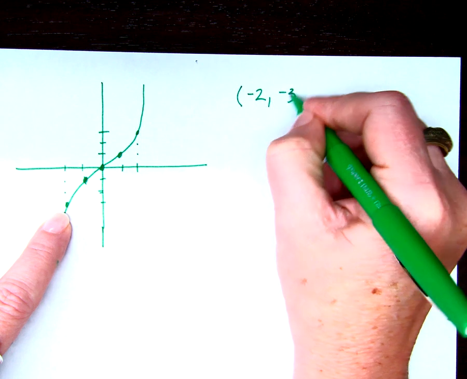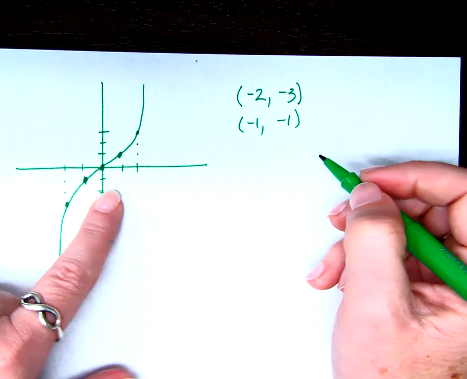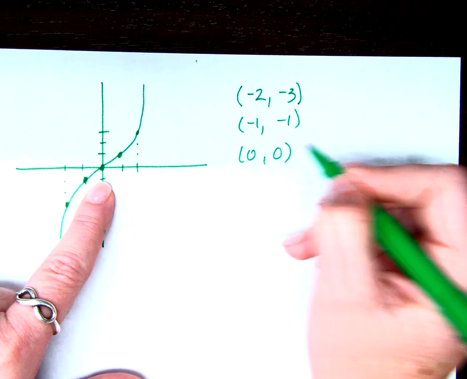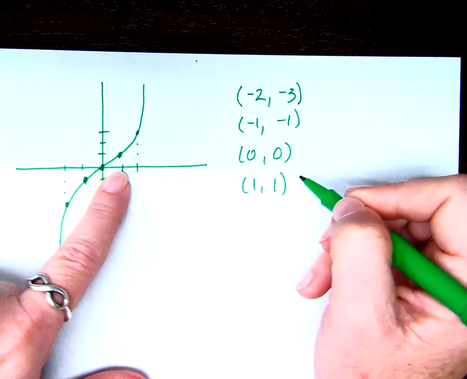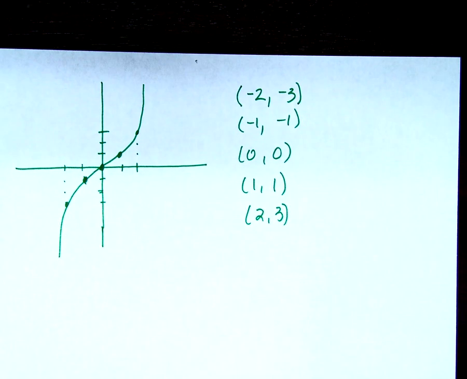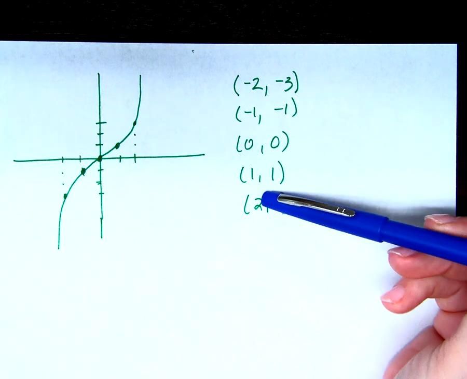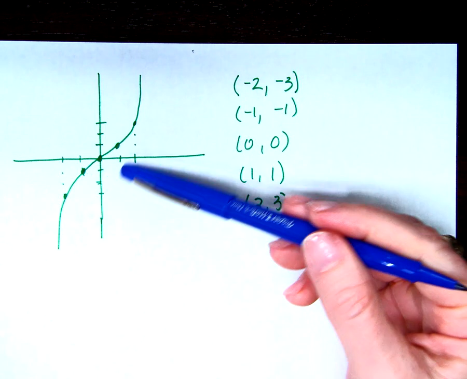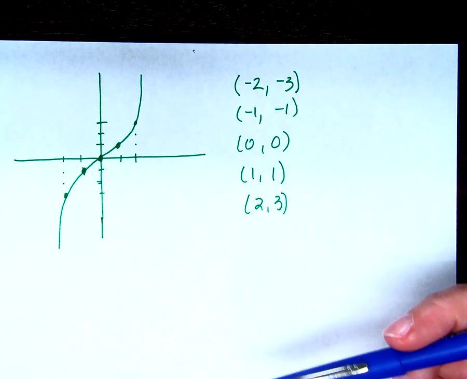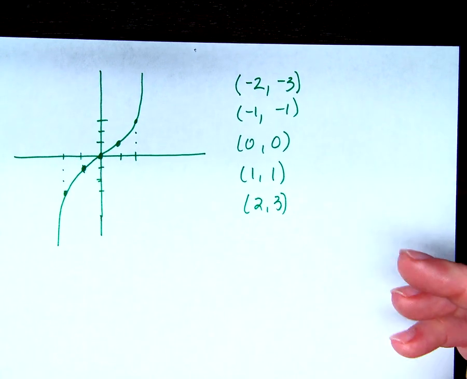-2, -3, -1, -1, 0, 0, 1, 1, and 2, 3. How difficult was that? But tell me how difficult was that? To look at the dots that were there and write them down. Not hard, right? Then how do I find the inverse?